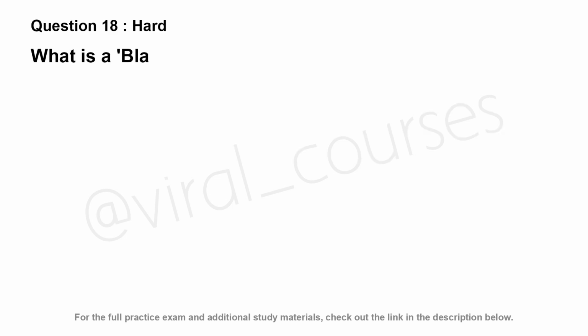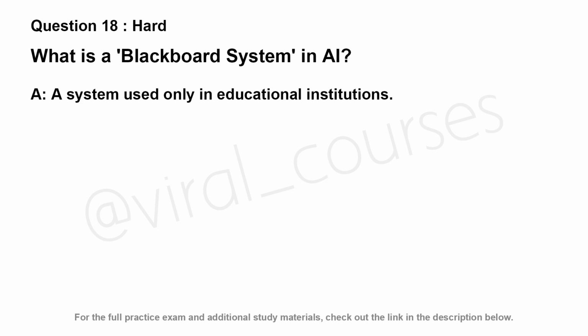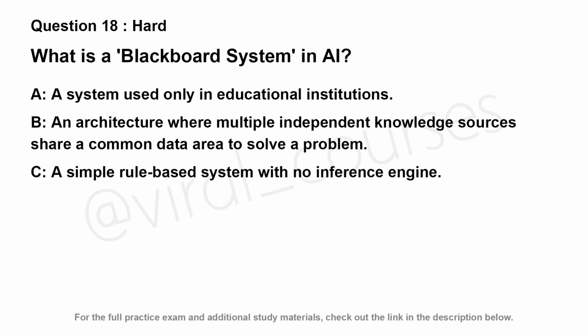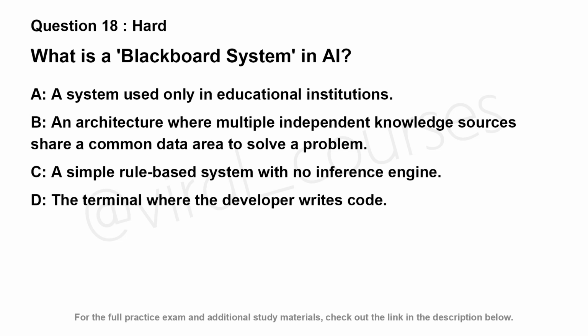What is a blackboard system in AI? Option A, a system used only in educational institutions. Option B, an architecture where multiple independent knowledge sources share a common data area to solve a problem. Option C, a simple rule-based system with no inference engine. Option D, the terminal where the developer writes code.